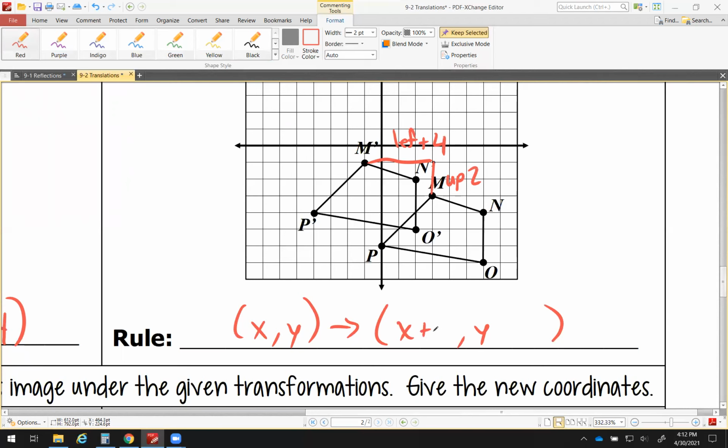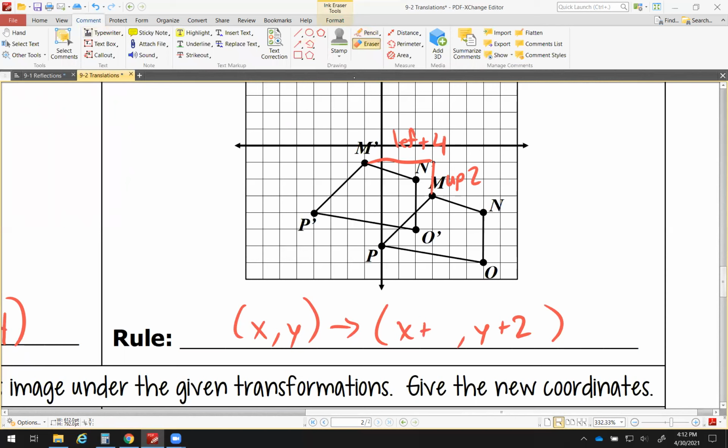So up by 2 would be a plus 2 on the Y's, and left by 4 is actually a -4 on the X's. So be careful there that you don't put the X's with the Y's or the Y's with the X's like I almost did. And also be sure that if you are moving left or down, you write a minus. Right or up, you get a plus.